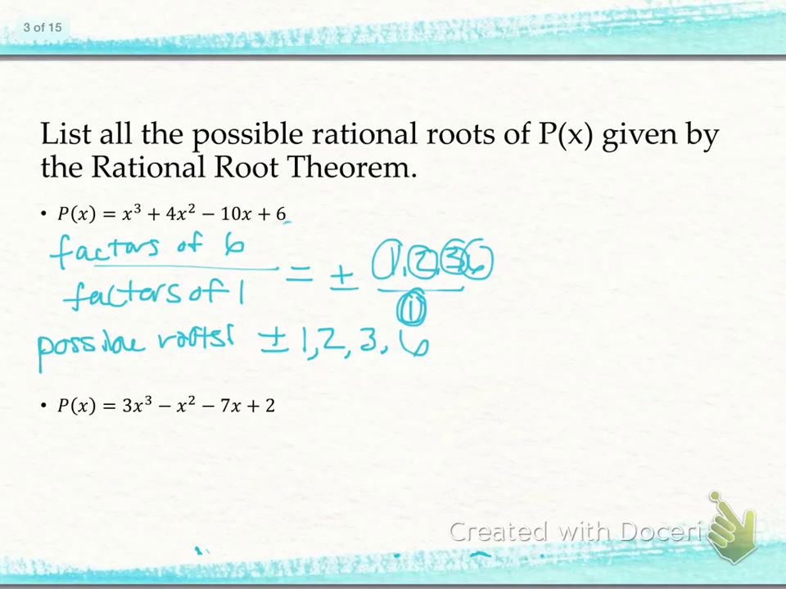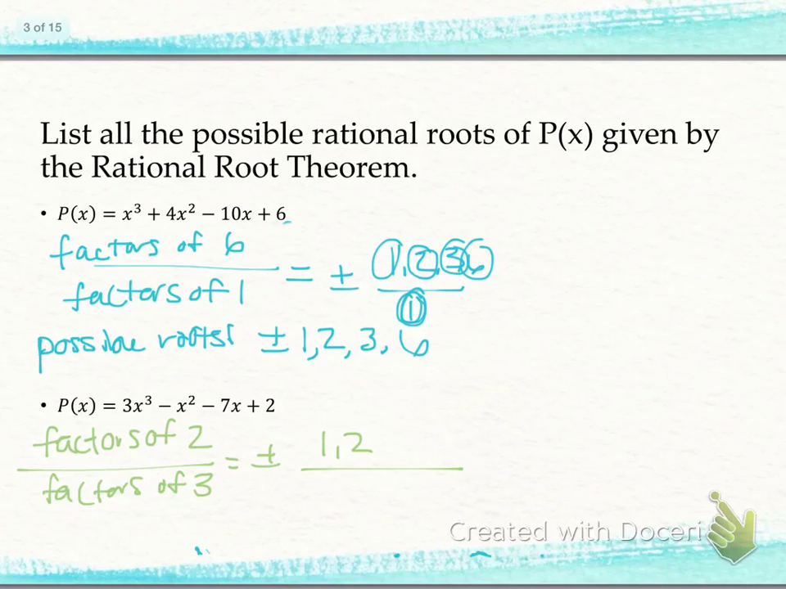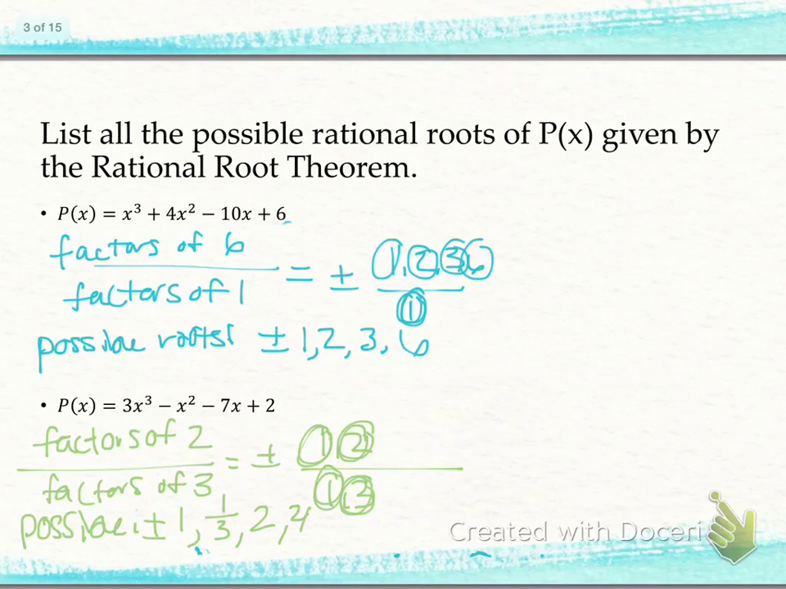So now when I do my other one, we're going to do my factors of 2 over my factors of 3. So we need to include the positive and negative side, so I got 1 and 2 on top and 1 and 3 on bottom. So my possible roots are plus or minus 1 divided by 1, which is 1, 1 divided by 3, which is 1/3, 2 divided by 1, which is 2, and then 2 divided by 3, so 2 over 3. So there are my possible answers that could cross my x-axis if I were to factor it or graph it.